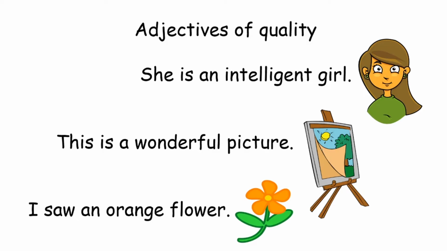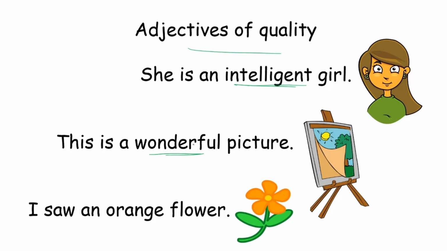The first one, adjectives of quality. Adjectives of quality generally describe the quality or nature of a noun or a pronoun. She is an intelligent girl. Here girl is the noun and the girl is described by the adjective of quality, intelligent. How was the girl? The girl is intelligent. This is a wonderful picture. How was the picture? The picture is wonderful. The word wonderful here is the adjective as it shows the quality of the picture.